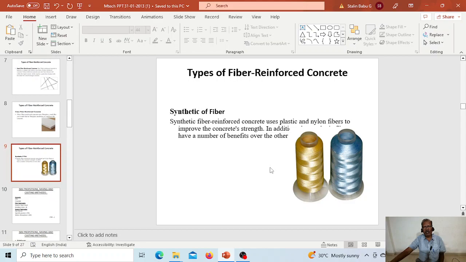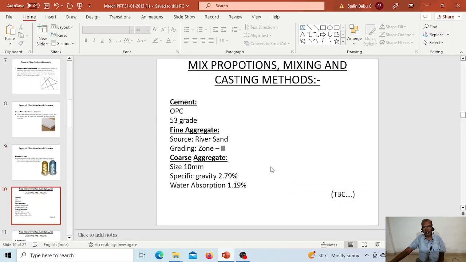Synthetic fibers, such as nylon fibers, improve the concrete strength, and have a number of benefits over the others. The mixed proportion is as per syllabus. The mixed proportion is very important. We already learned mixed proportion in graduation. In that we are adding fibers.